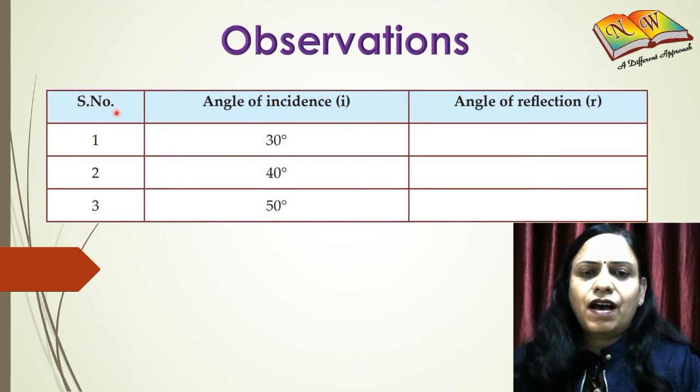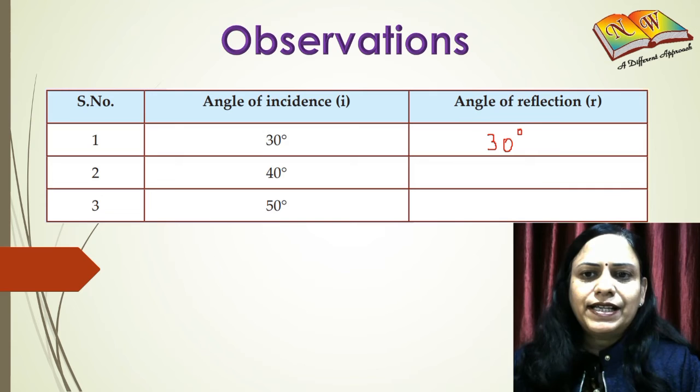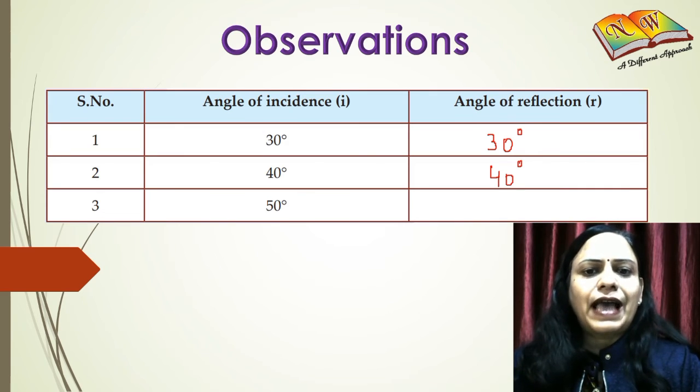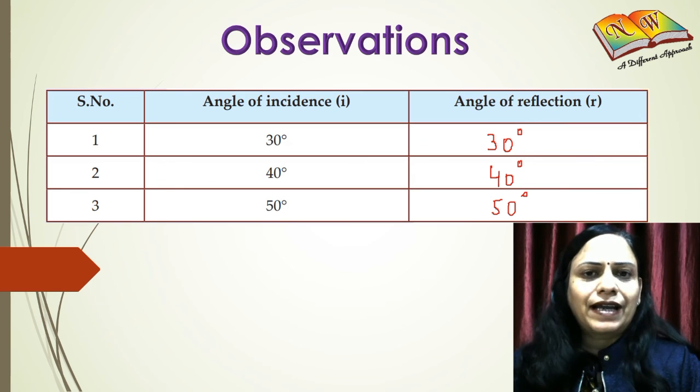The observations are, we notice that the angle of incidence is always equal to the angle of reflection. So when the angle of incidence was 30 degrees, we measured the angle of reflection and we found that this is also 30 degrees. When the angle of incidence was increased to 40 degrees, the angle of reflection was also found to be 40 degrees. And when the angle of incidence was 50 degrees, the angle of reflection was also found to be 50 degrees. So this shows that angle of incidence is always equal to the angle of reflection as shown in the experiment.